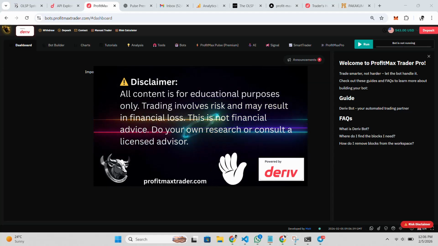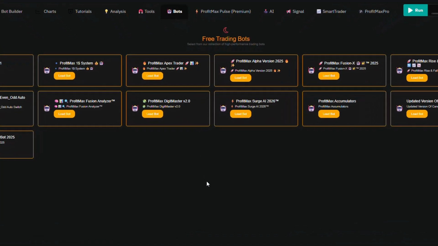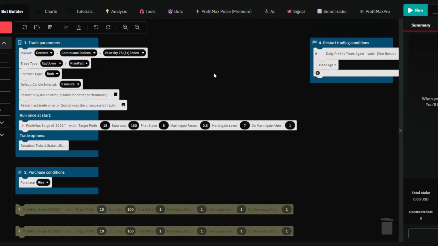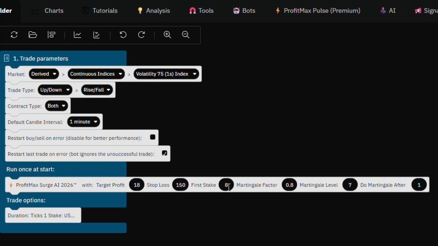So in today's lesson, I'll show you how you can get rise and fall entries, and we'll be using the ProfitMax Surge AI 2026 bot. The advantage of this bot is that you can easily set the martingale factor. Okay, so we'll be staking $50 with the aim of making 3 times of that. That is 150 for our target profit.